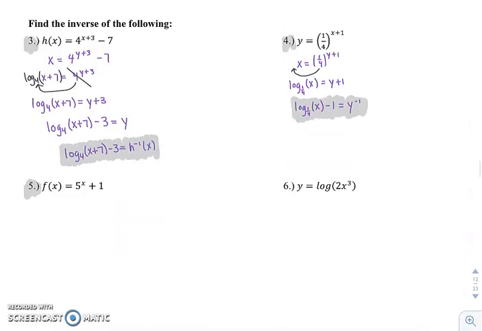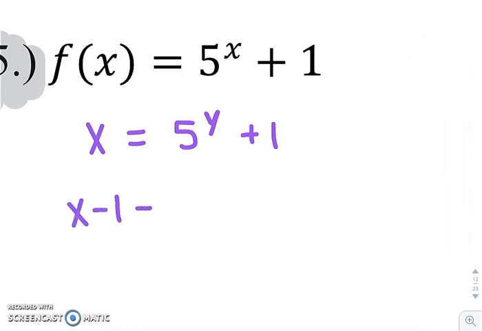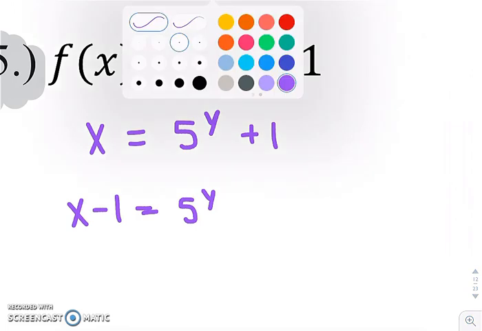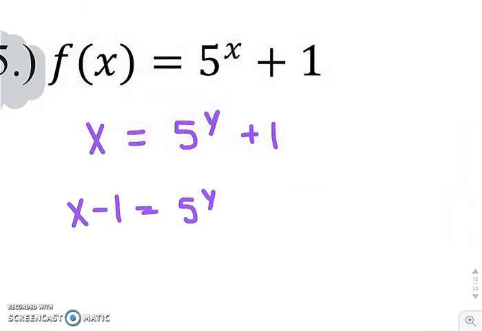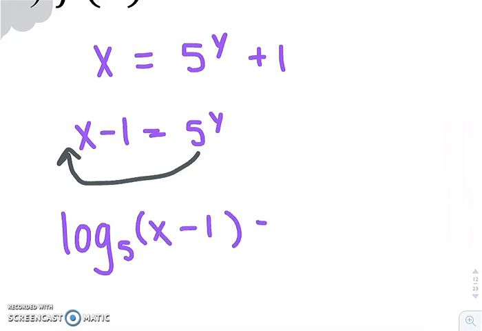So number 5, we're going to make this x equals 5 to the power of y, plus 1. So first step's going to be to subtract that 1 over, x minus 1 equals 5 to the power of y. So now all we have is that exponential piece. So we need to undo it by making the left-hand side into a log with that same base. So log base 5 of what was over there, x minus 1, equals y.